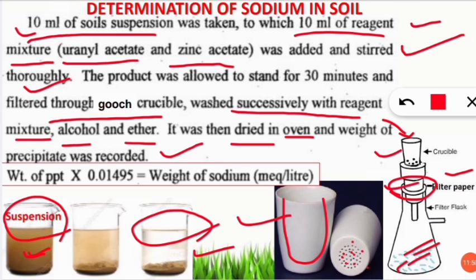What we will get from the formula is the weight of the sodium present in that soil, that is milliequivalent per liter of this soil suspension. It is the weight of precipitate, that is the final filter paper weight minus the initial filter paper weight, multiplied by the standard value, which is 0.01495. In this way we will be able to know how much sodium is present in milliequivalent per liter.